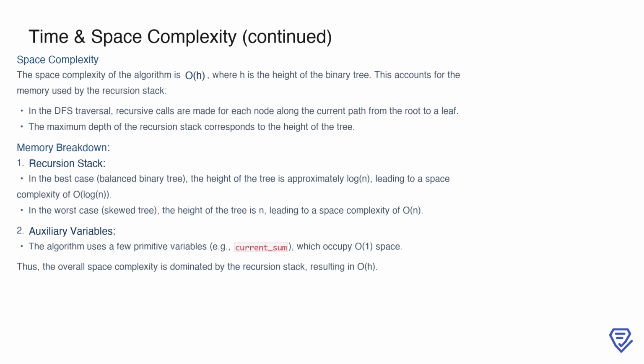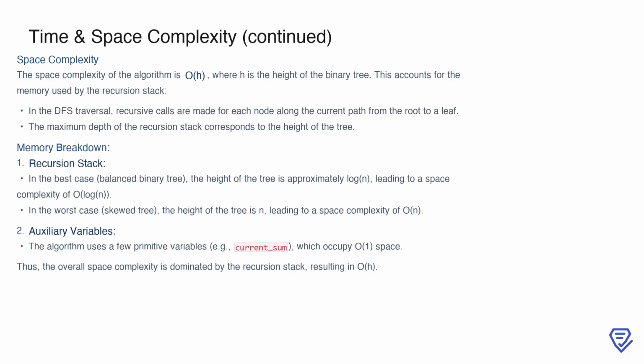If the binary tree is balanced, the height is approximately log n, leading to a space complexity of O(log n). On the other hand, if the tree is skewed, where nodes form a single straight path, the height equals the total number of nodes, n, resulting in a space complexity of O(n).